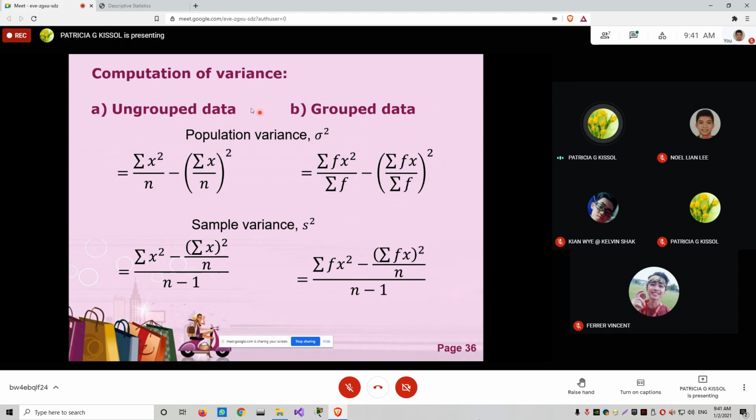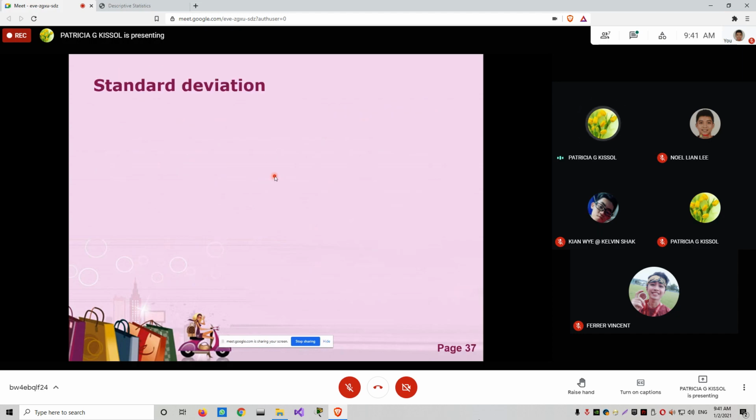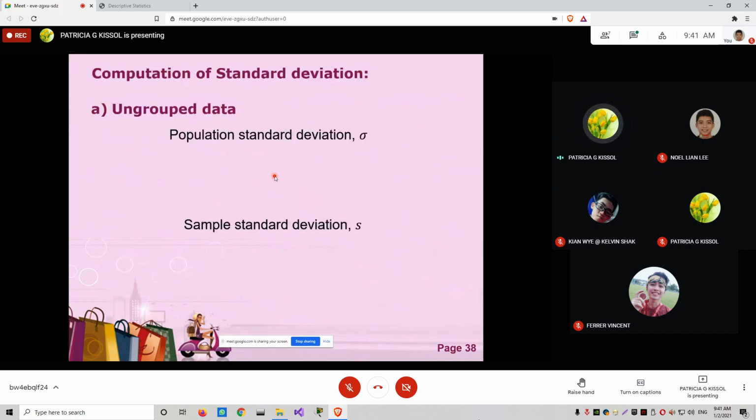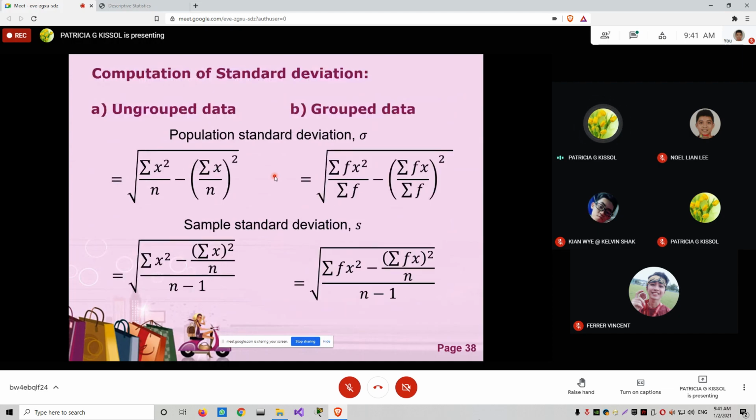Now, basically, the variance formula is the same as the standard deviation formula. I immediately jump here because I just want to show you the formula. Notice that it's the same. It's just that here is standard deviation, with a square root. Do you notice that? The population standard deviation is denoted with a sigma only, no squared, and the sample is the S only.